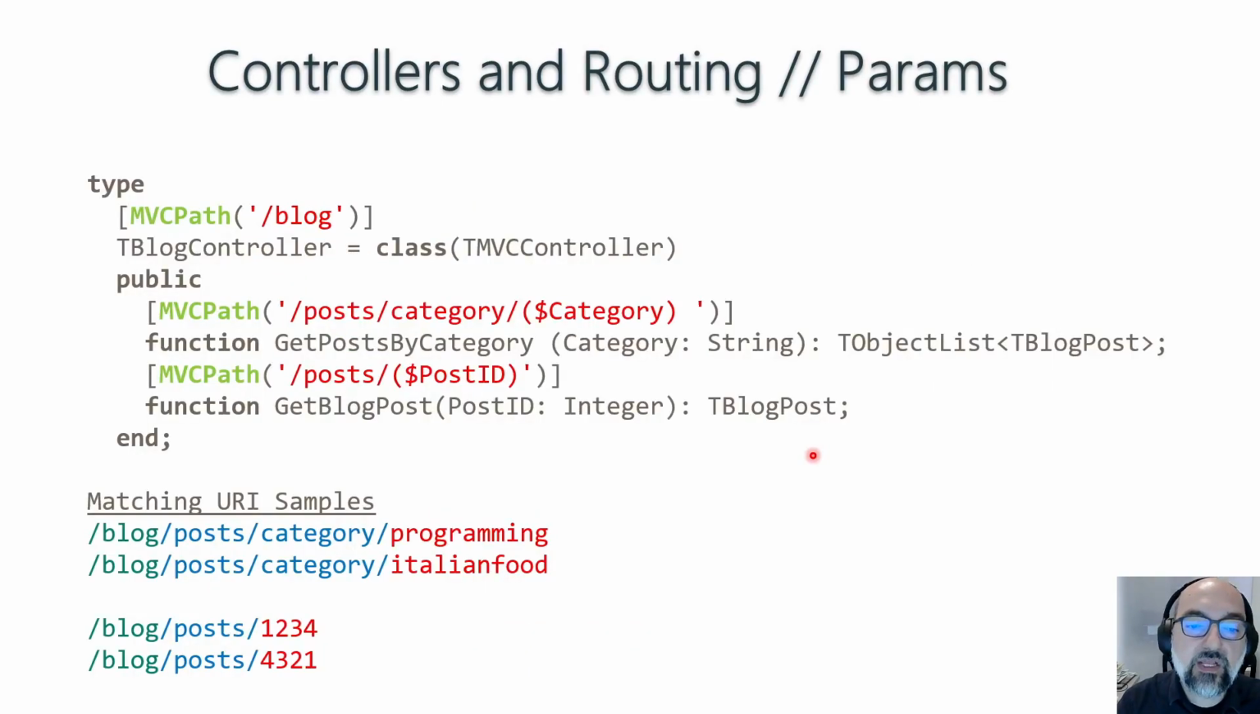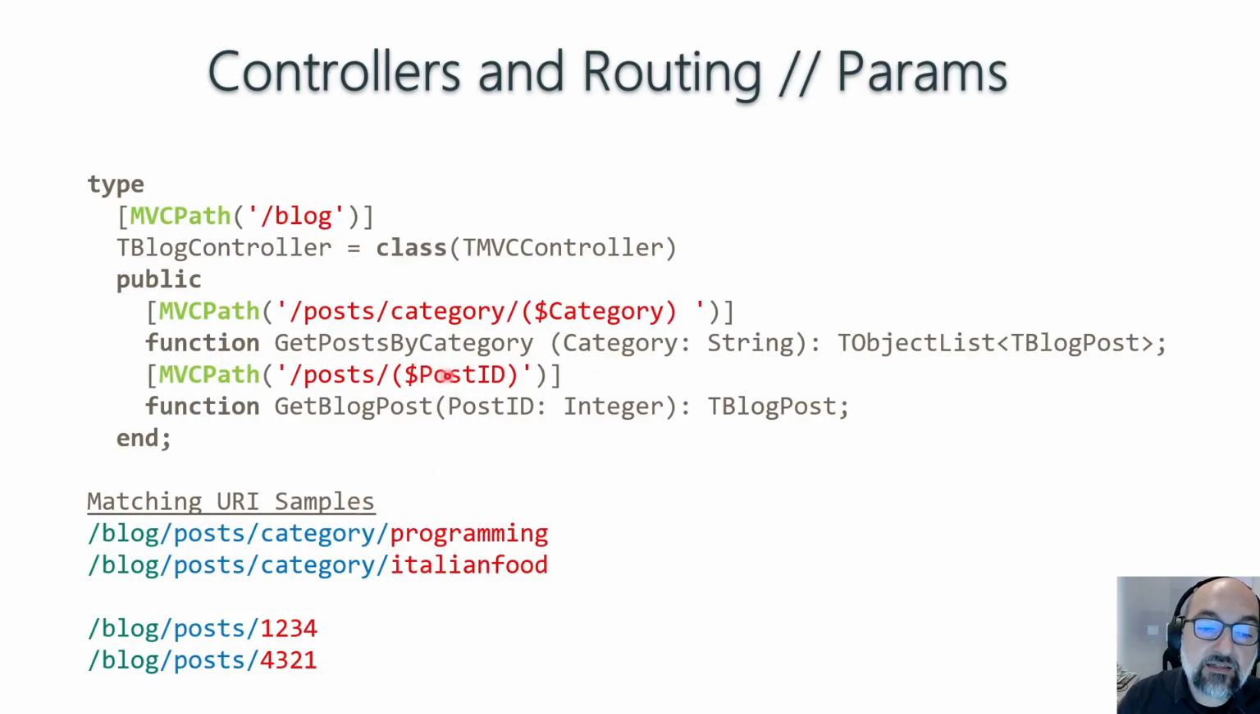Other examples: I can put many kinds of parameters on the MVC path. In this case, I have blog/post/category/{category}. This is the parameter. So if I try to issue a request to the server using blog/post/category/programming, I'm going to call this method using the programming category. Okay?